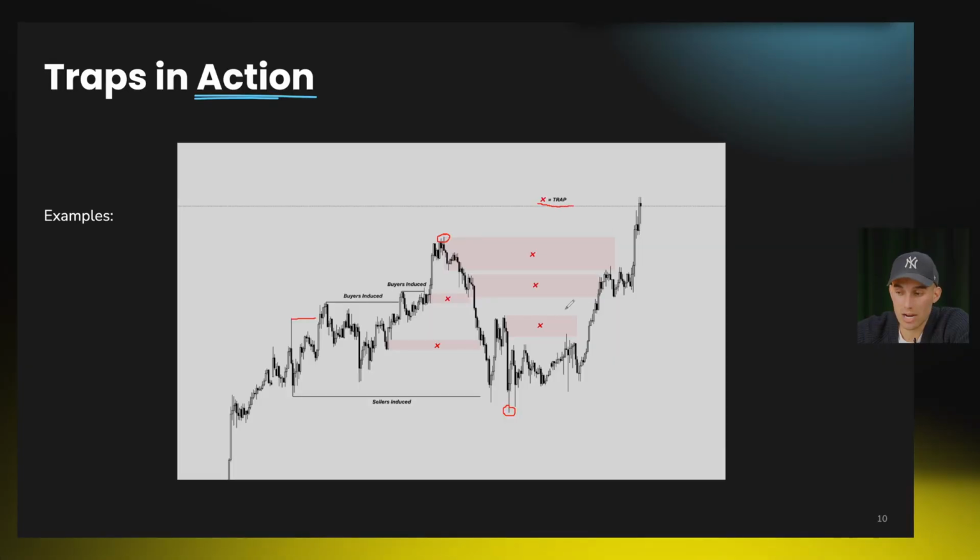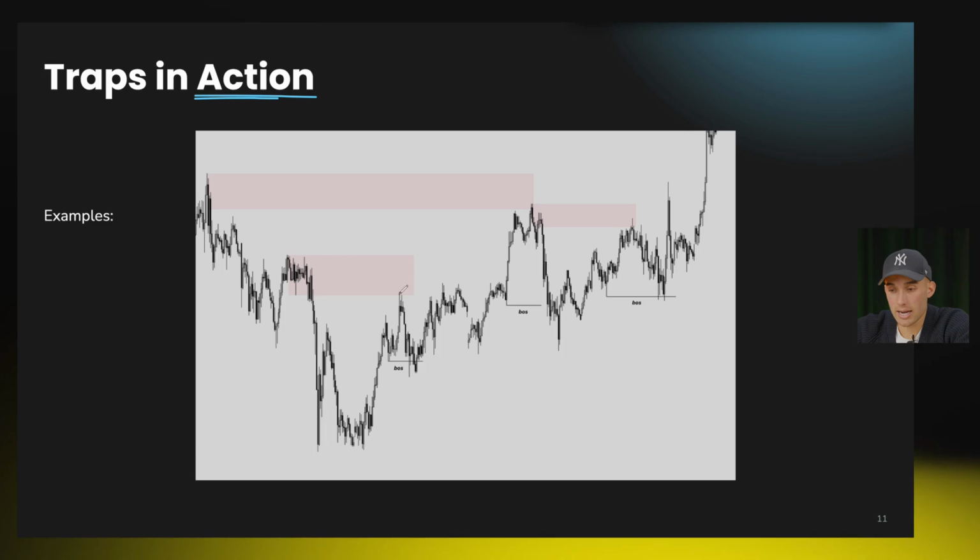And look, we've simply marked on, look at this, X equals trap. These red areas are all traps. Reaction here, trap. Any reactions here, trap. We have more here, it's a trap. And that's how we're able to establish who's induced and who's going to be getting trapped. Here we have more traps in action to train those eyes as much as possible. All these red areas, traps.